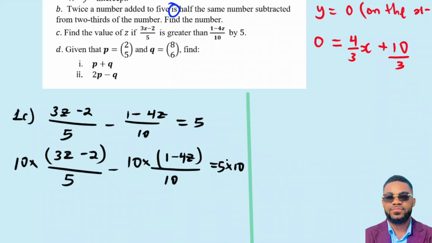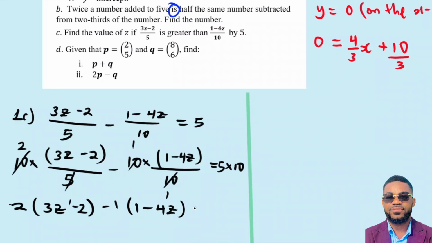So at this point, we have to do cancellations. So 5 here 1, 5 here 2, 10 here 1, 10 here 1. So now we have 2 multiplying (3z - 2) minus, we have 1 multiplying (1 - 4z) equal to 5 times 10, which is going to be 50. So let's expand the brackets to remove them.